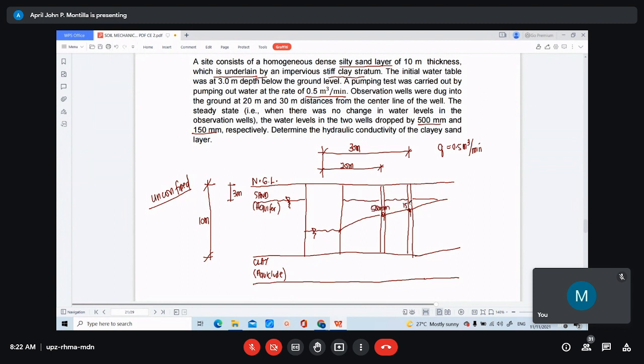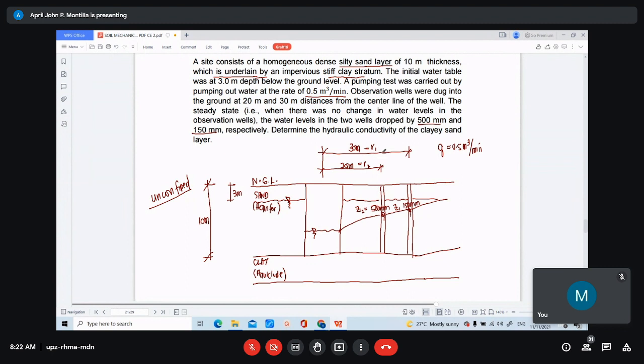Yung drawdown na to ay 150. This is Z2. And then this is Z1. Ito naman si R1. Ito naman si R2. Ano yung R1? Ano yung R? Distances ng observation well from the center line of the test well.